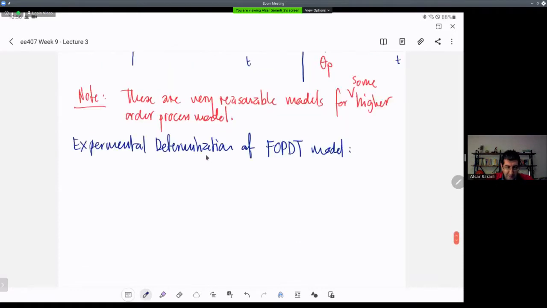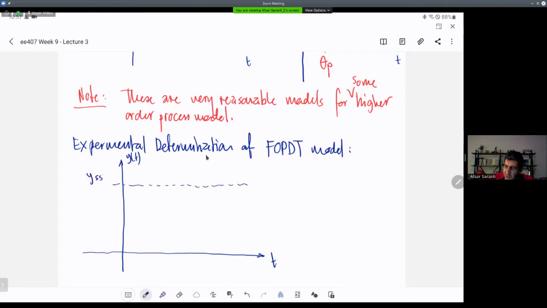So basically there are many sources that discuss this, but it's relatively simple. Okay, so you have a response y(t), you have a steady state value of the output y_ss, and you start with an operating point y_op. Okay. So here is your response.